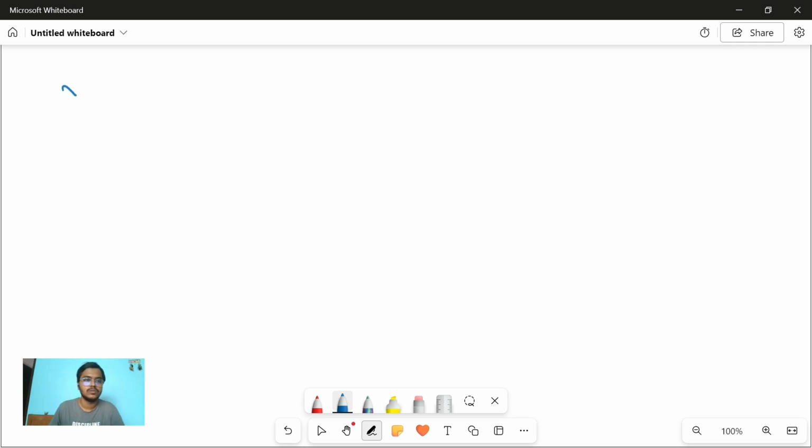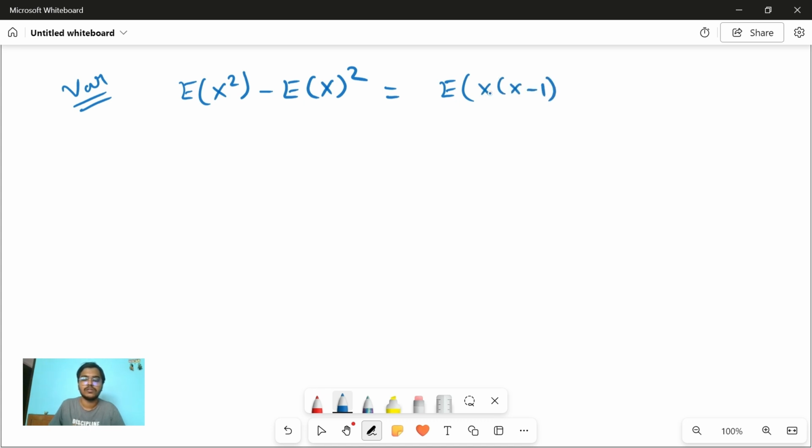Now what is the formula for variance? It's E of X square minus E of X the whole square, right? So I'll do a small tweaking over here, and I'll tell you why I did it. Now E of X square can be written as X into X minus 1, so this will be X square minus X, right? Now we want a plus X to cancel this X. So this part is correct, right? This is still equivalent to E of X square. Now you can do E of X the whole square.